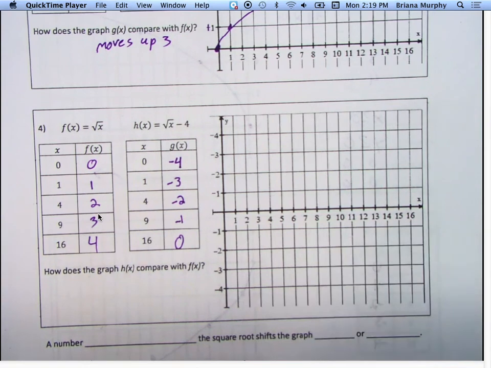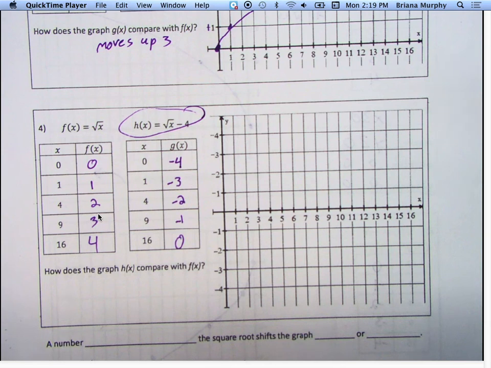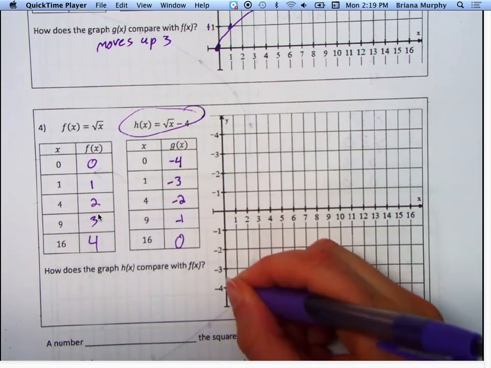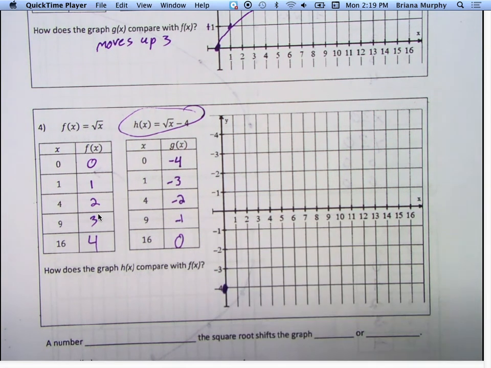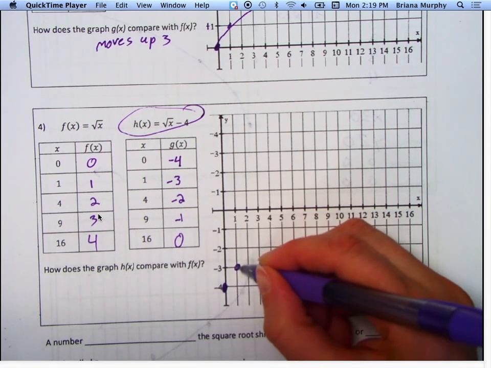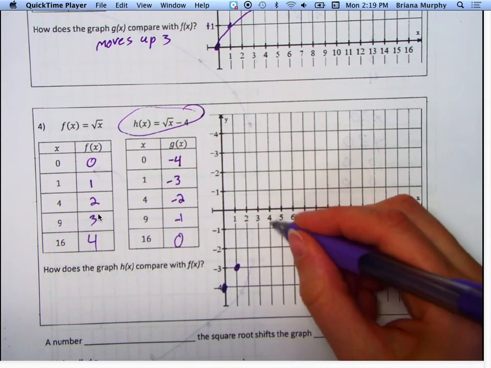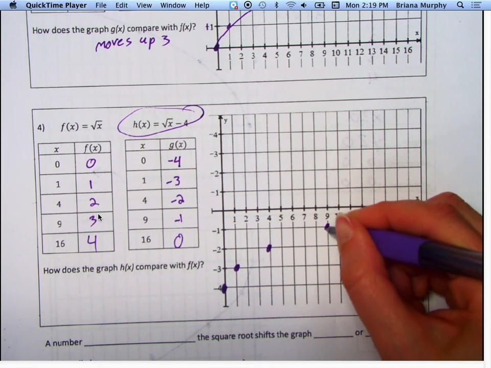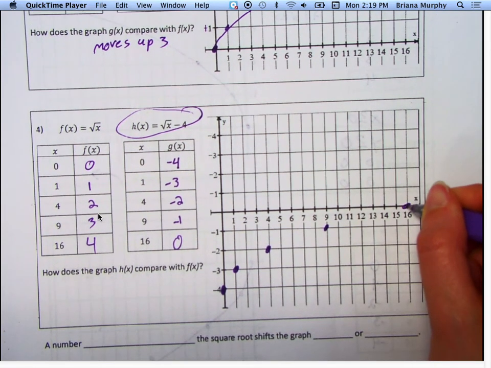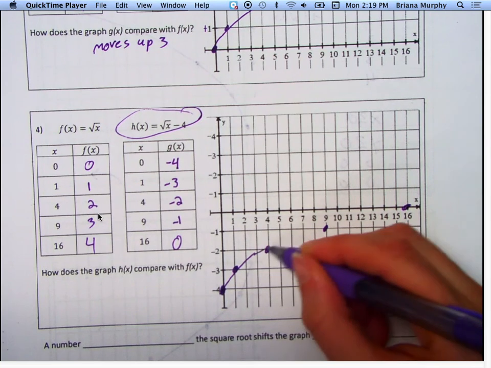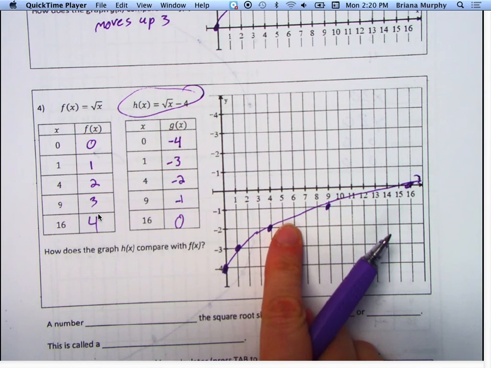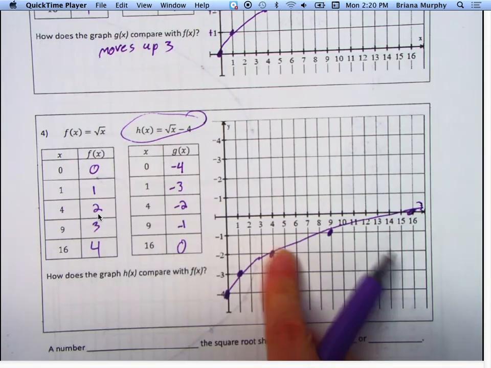I am just going to graph this one. I don't think we need the parent function for each one, but if it helps, it's fine. At 0, I'm at negative 4. At 1, I'm at negative 3. At 4, I'm at negative 2. At 9, I'm at negative 1. At 16, I'm at 0. How does this graph compare to my original parent function? Down 4.